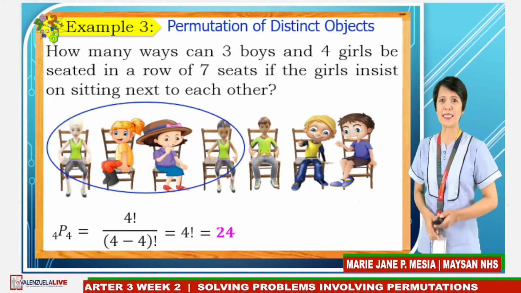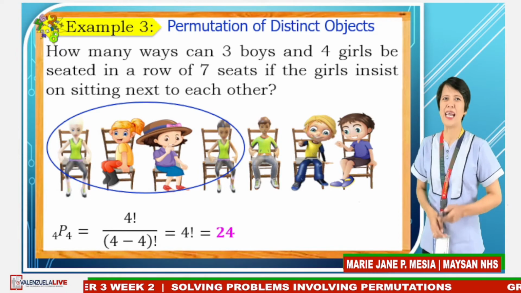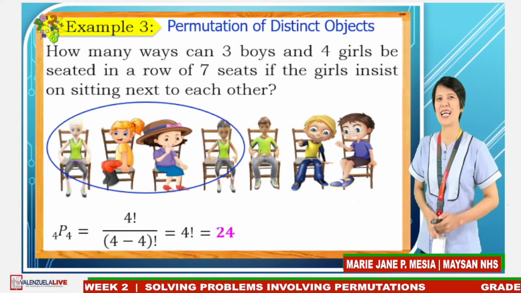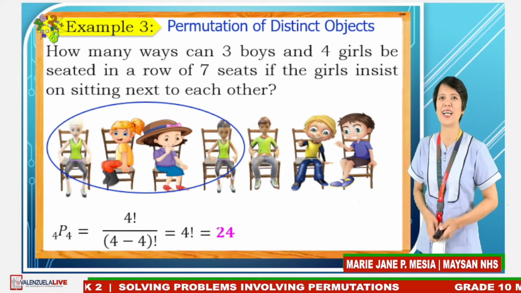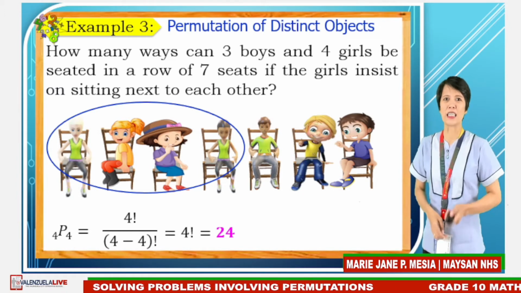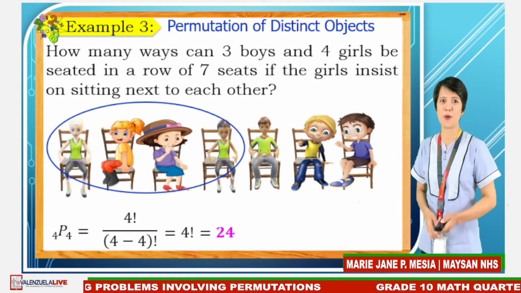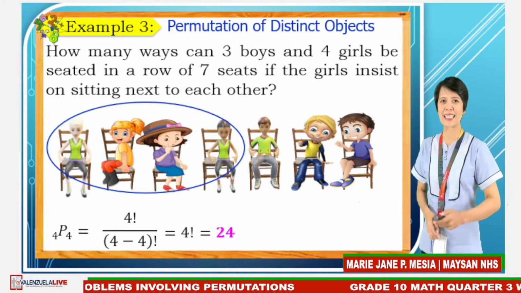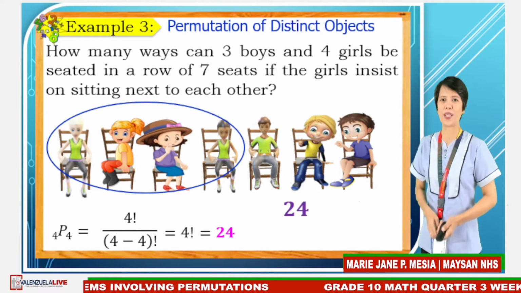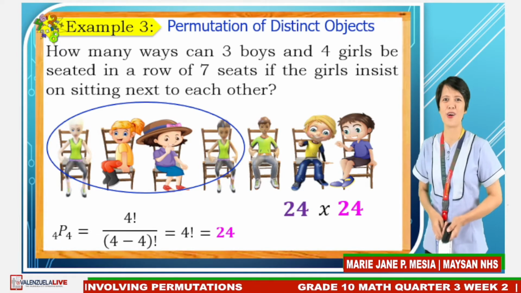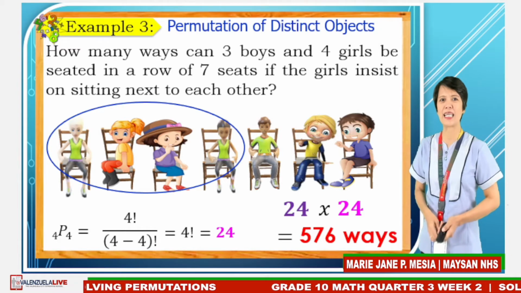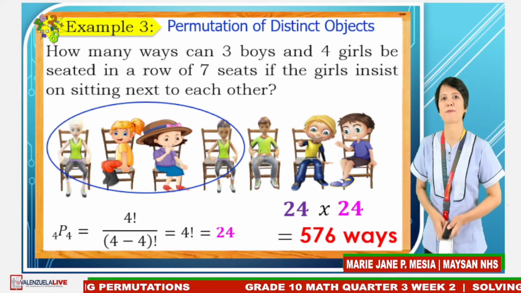Since there are 4 seats available for them, and all of them may sit anywhere as long as they are grouped together, therefore, the total number of ways of arranging 4 girls and 3 boys in a row, where girls sit next to each other, is 24 times 24 is equal to 576 ways.